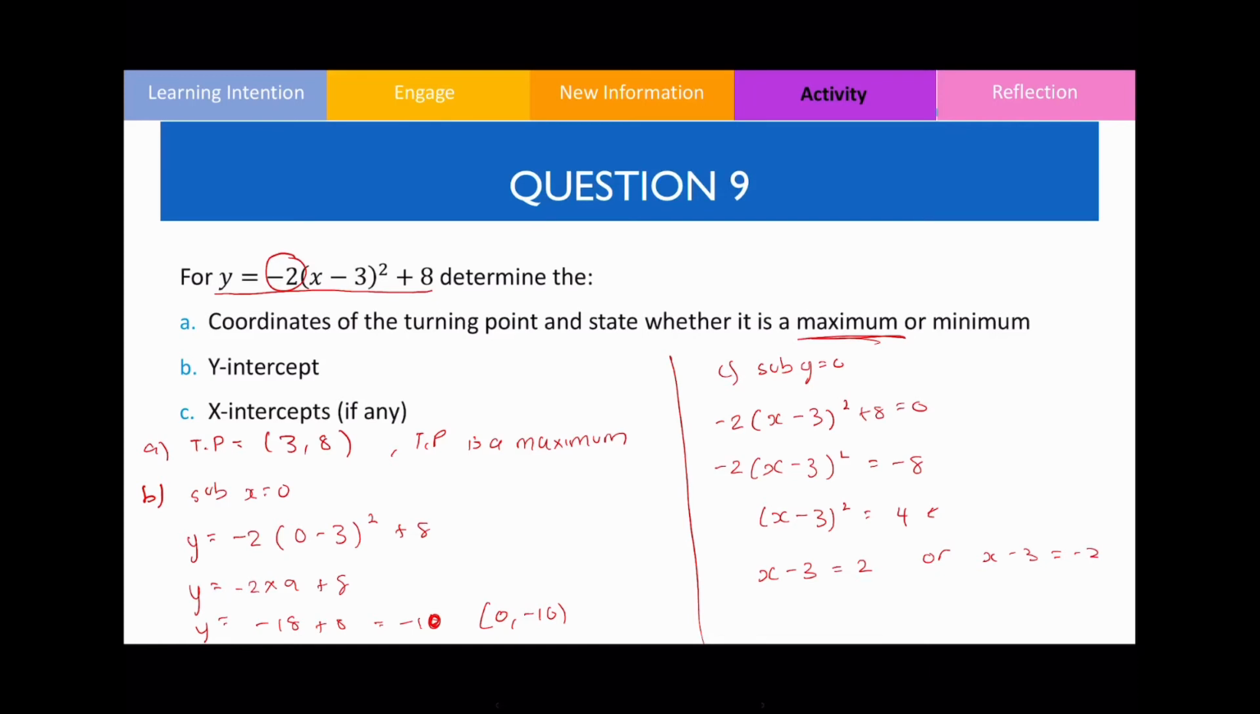Now, all we need to do is essentially rearrange to solve for x. So x is going to equal positive 5, or x is going to equal positive 1 in this case. Okay, so that's your x-intercepts. And if I was to write that, it would be (5, 0) and (1, 0).